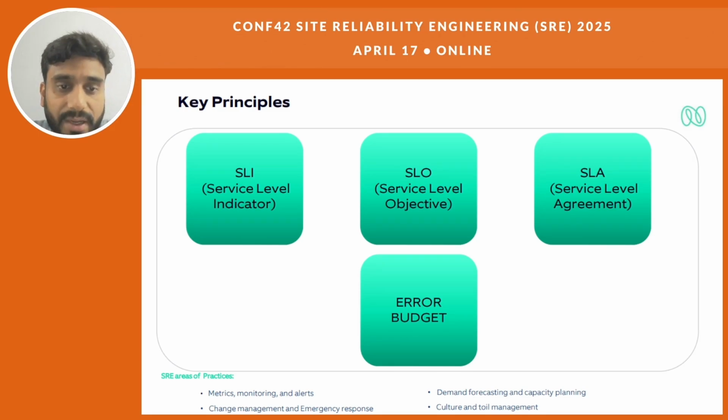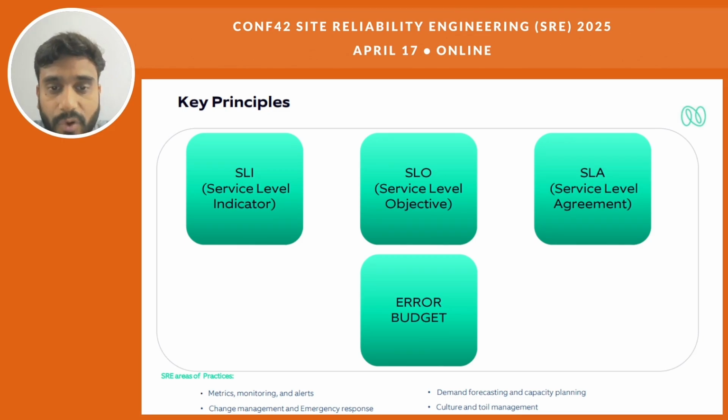First is the service level indicator. Service level indicators are the metrics used to measure the quality of the service. There are a couple of different metrics, and the ones we mostly use are availability, throughput, and latency.